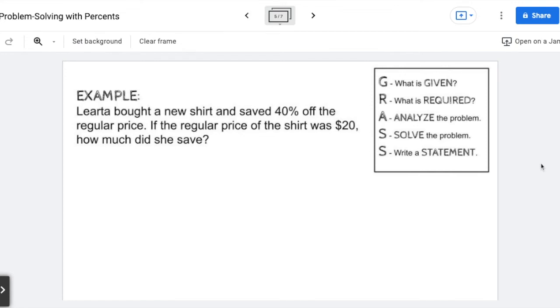So here's a problem. Lorta bought a new shirt and saved 40% off the regular price. If the regular price of the shirt was $20, how much did she save? So if we read this problem carefully, we can see that we need to calculate 40% of $20.